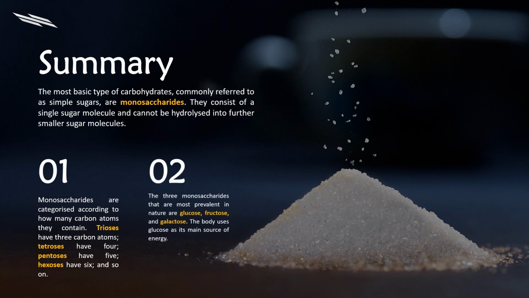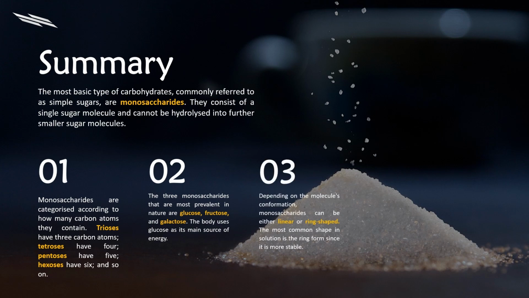The 3 monosaccharides that are most prevalent in nature are glucose, fructose, and galactose. The body uses glucose as its main source of energy, which is typically found in fruits, vegetables, and grains. Fruits and honey frequently include fructose, whereas milk and dairy products typically have galactose. Depending on the molecule's conformation, monosaccharides can be either linear or ring-shaped. The most common shape in solution is the ring form since it is more stable.